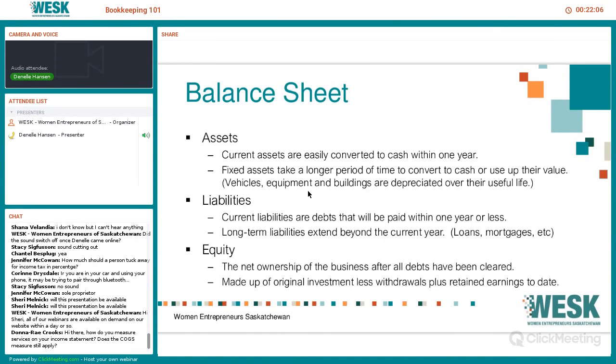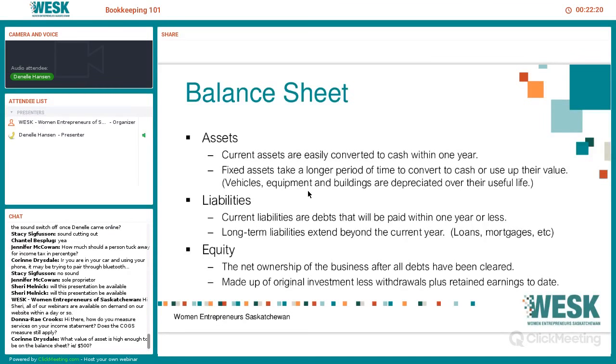So once we get to the balance sheet, oh, sorry, I see one more question there. Measure services. Yeah, so generally there wouldn't be a cost of goods sold if there's services on your income statement. And then same thing, next question there, the value of the asset should be on the balance sheet.